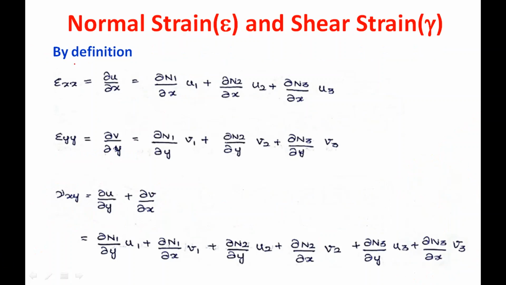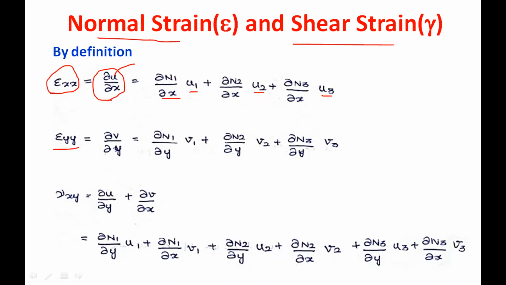Again we are going to use the strength of material formula. Normal strain and shear strain, how is it defined? Normal strain epsilon xx, strain along the x direction, is defined as dou u by dou x. What is u? u is n1 u1, n2 u2, n3 u3. So you will get dou n1 by dou x, where u1 is the nodal displacement constant, dou n2 by dou x, so u2 nodal displacement, dou n3 by dou x, then u3, like that we are writing.